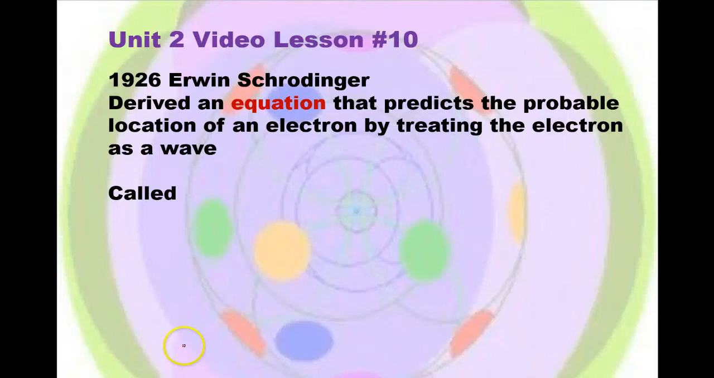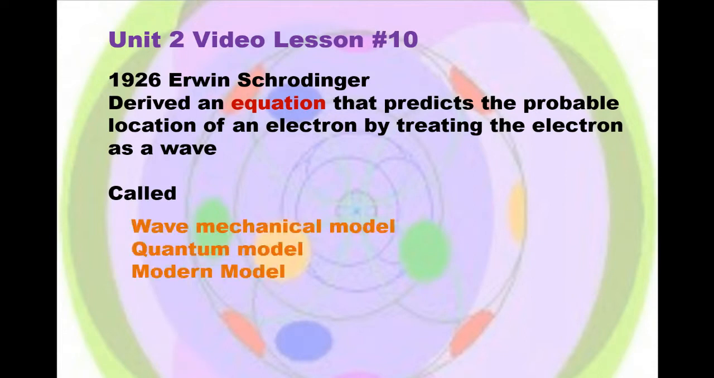Hey, we're back for Unit 2 video lesson number 10 on the quantum model. So following Heisenberg, in 1926, Erwin Schrödinger derived an equation that predicts the probable location of an electron by treating the electron as a wave. This equation is called the quantum model, the wave mechanical model, or the modern model of the atom.